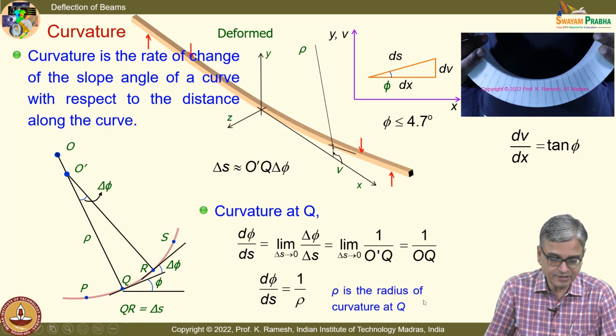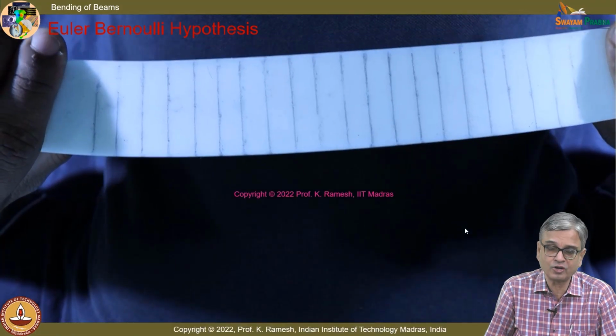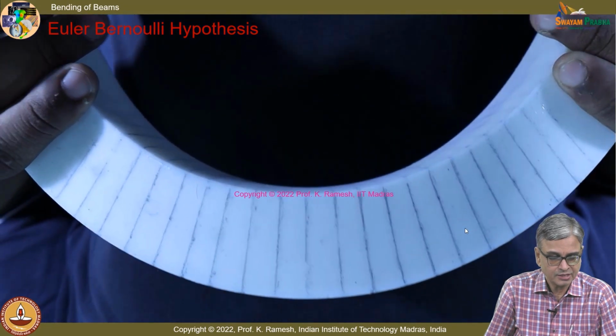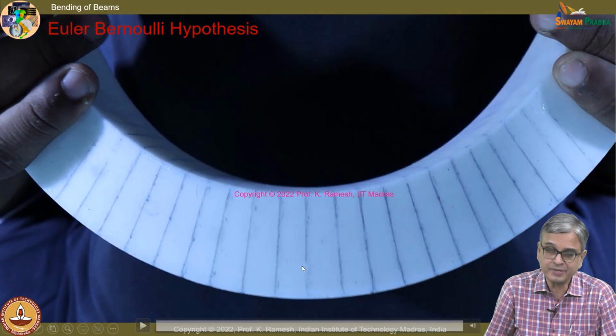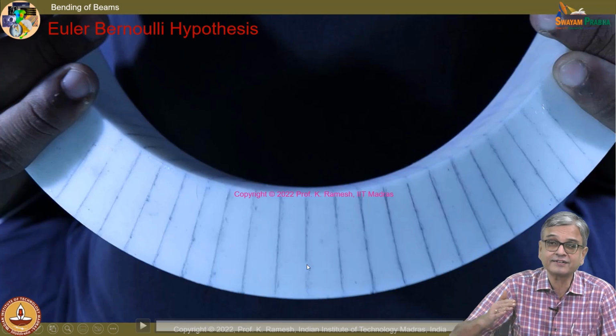And rho is the radius of curvature at Q. And we go back to the Euler-Bernoulli hypothesis just to recapitulate. The beam is bent, and I have these lines. So, this line is straight. If you look at these lines which are drawn here, they are getting rotated.